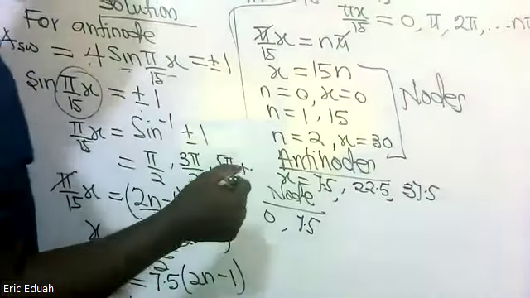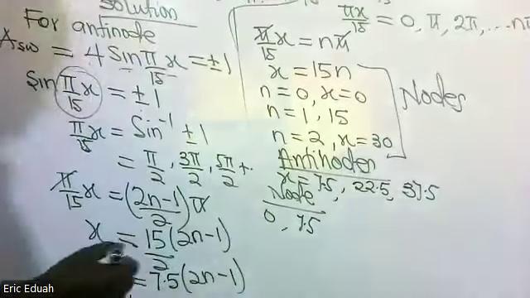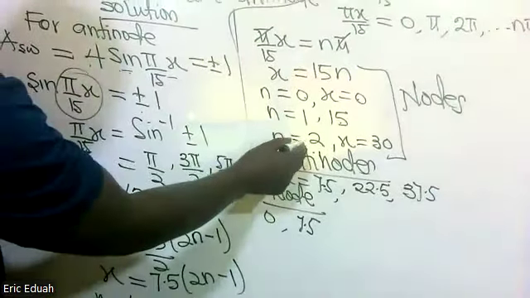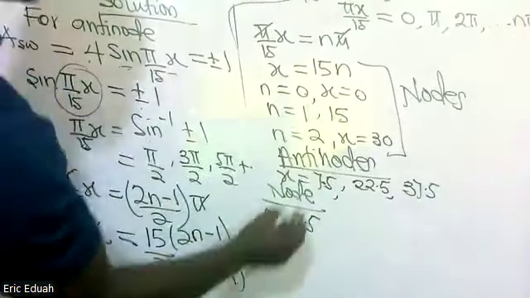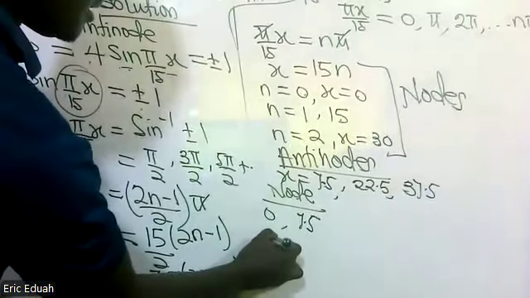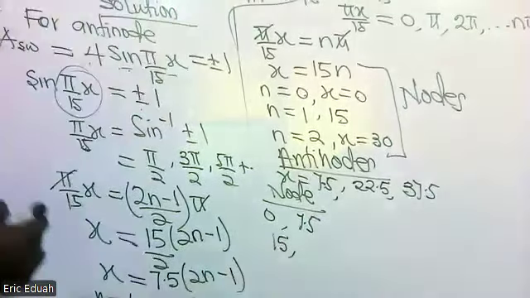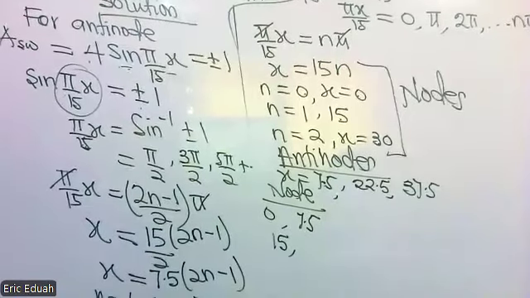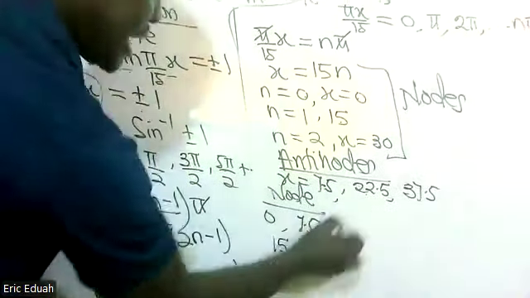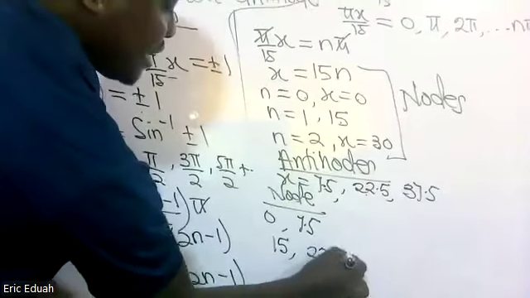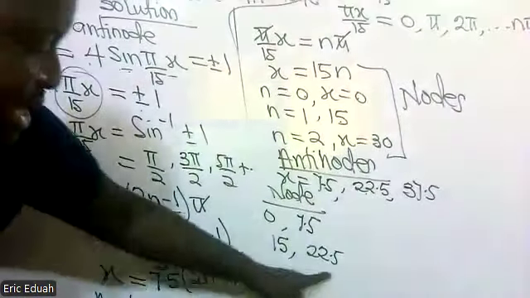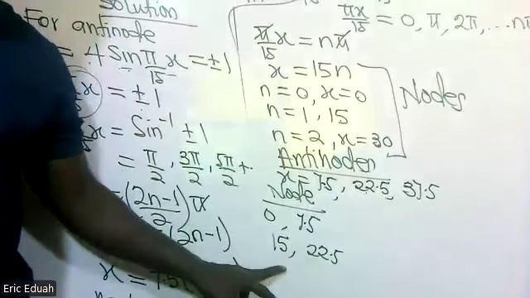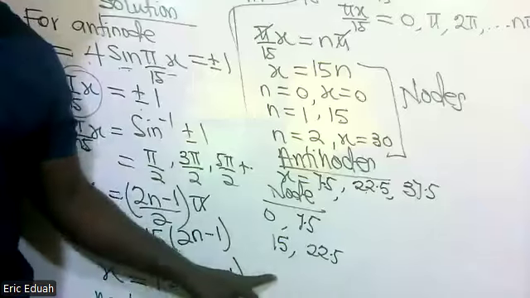The second node is located at x equal to 15. And then the second antinode is located at 22.5. What's the distance between the node and antinode? When you subtract, what's the difference?